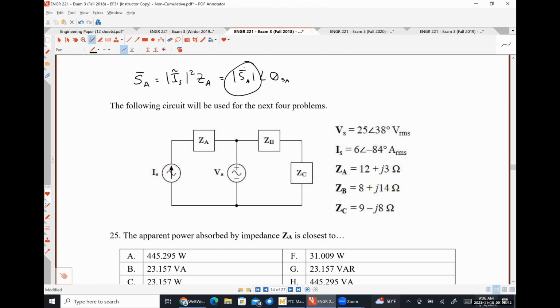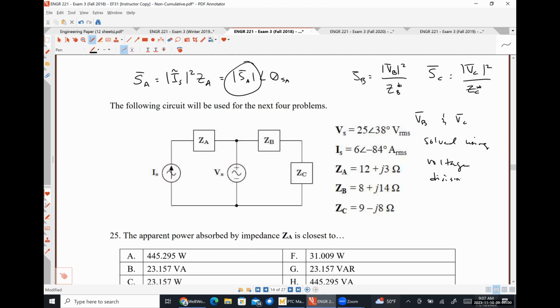Not really, nope. And just for the sake of argument, if you were trying to find something about B or C, I would use voltage division to find the voltage drop over B or C. And then I would say that SB is the magnitude of VB squared divided by ZB conjugate, and the SC is the magnitude of VC squared divided by ZC conjugate. That would be the fastest way for me to solve for any of those things, with VB and VC solved using voltage division.